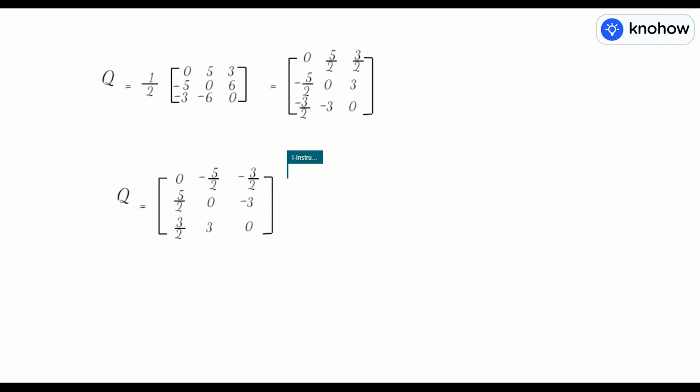And take a minus sign common throughout. You get 0, 5 by 2, minus 3 by 2, minus 5 by 2, 0, 3, and minus 3 by 2, minus 3, 0. Now just compare it with Q. Is it same as Q? 0, 5 by 2, 3 by 2, 0, 5 by 2, 3 by 2.